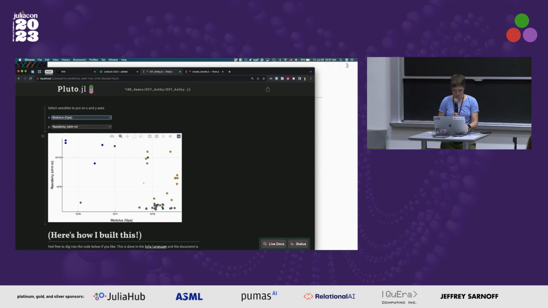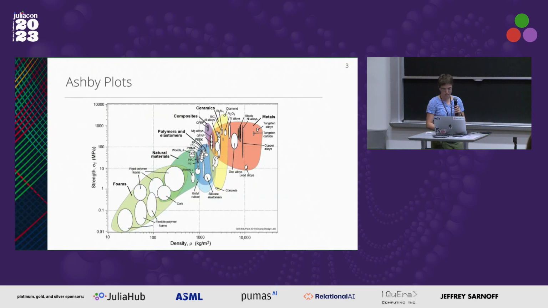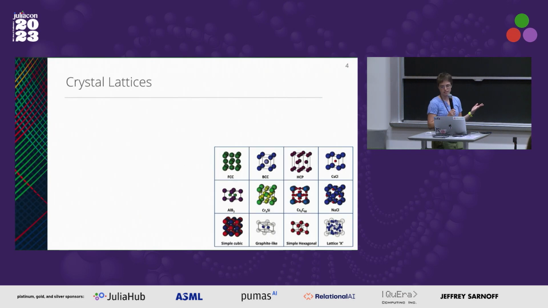So this was the first one. I'll go back to the slides now. And then the second one that I want to show you is related to crystal lattices. This is a really foundational topic in material science and engineering, understanding how we characterize crystal structures in terms of their symmetries, the shapes of the repeating units, the unit cells, all of these kinds of things.